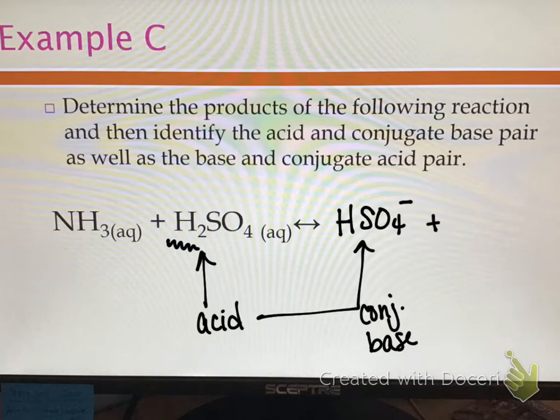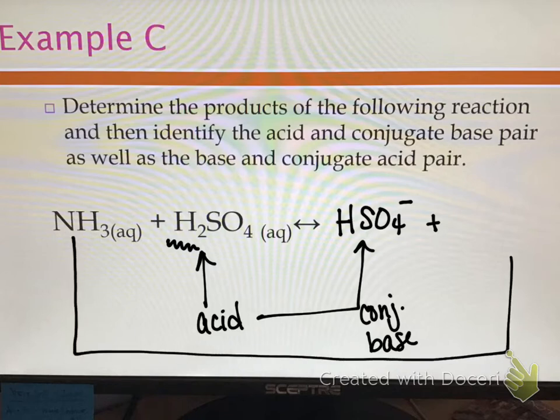And then the NH3, and you've actually seen ammonia in some examples before, NH3 can accept a hydrogen. So it will act like the base, and it will turn into the ammonium ion, right? Because NH3 turns into NH4, and it gained an H plus. So it's not just an extra hydrogen, it's also that positive.